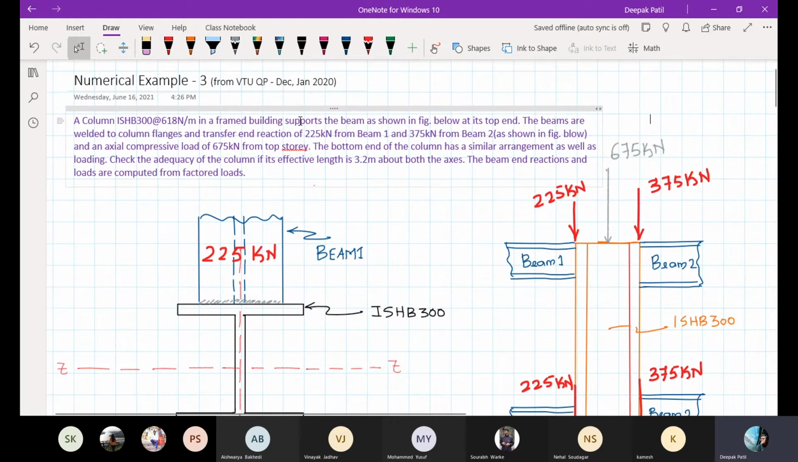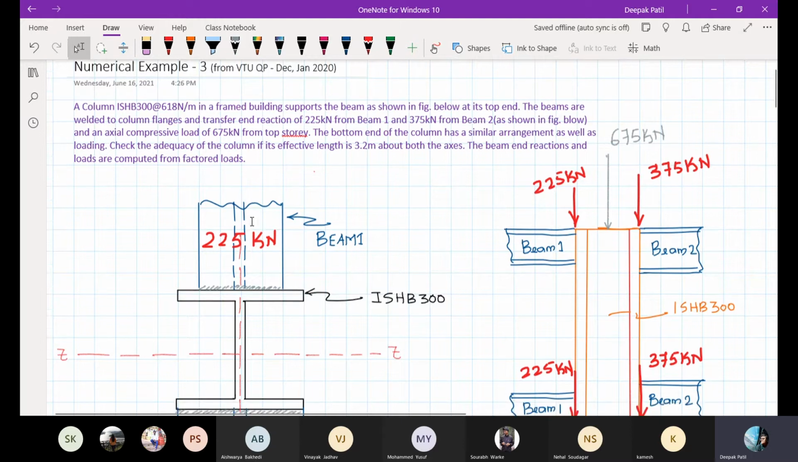To understand the loading only, you will take a lot of time. But once you understand how the loads are acting on the beam, I think after that it is as simple as that. Okay, let me read the statement. A column ISHB 300 in a framed building supports the beam shown in the figure below. Only this figure is given.